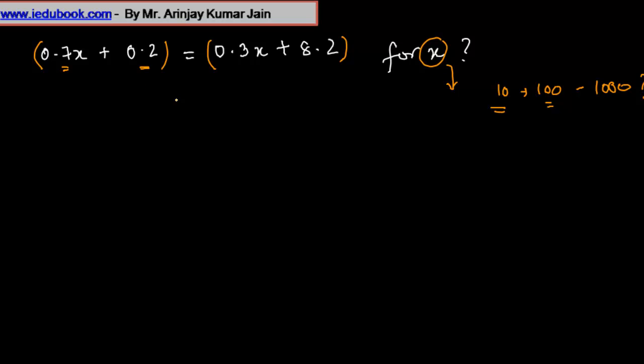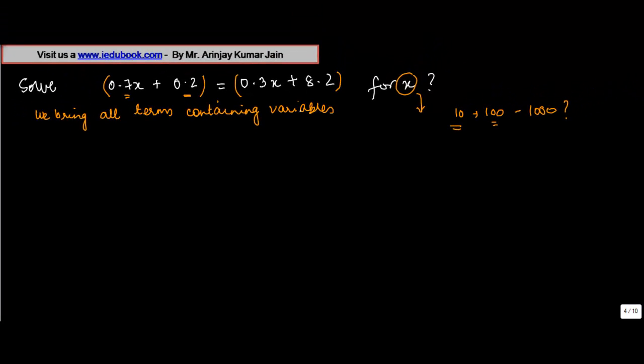So how much is this quantity that we don't know? But let's try. In order to solve any linear equation like this, what do we do? We bring all terms containing variables to one side of the equality.